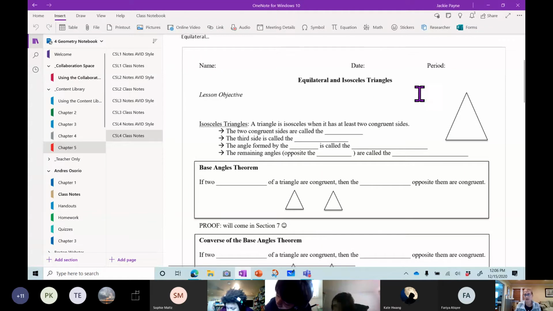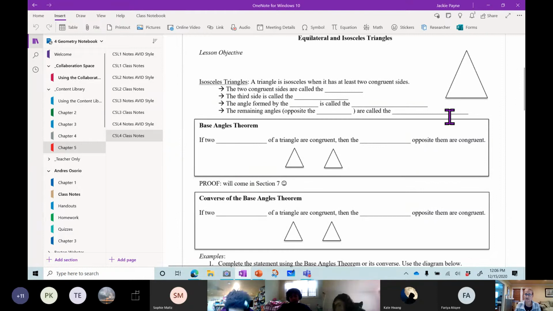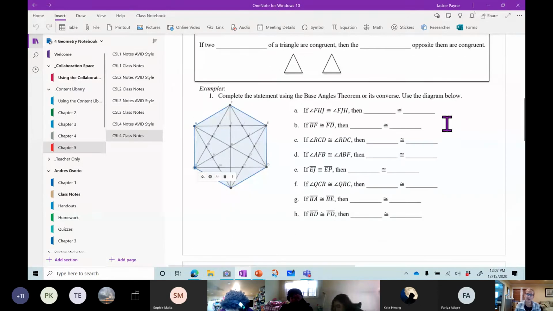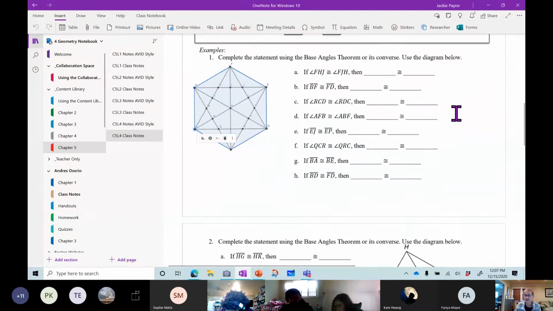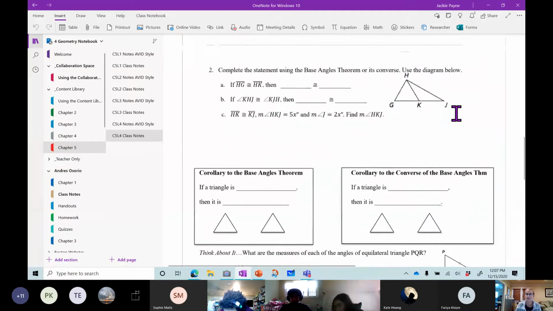If you have an isosceles triangle, at least two sides are congruent. If two sides are congruent, then the angles opposite them are also congruent. So this is congruent to this, if this is congruent to that, and vice versa. You have the converse. If two base angles are congruent, then the sides opposite them are also congruent. And that's a very handy theorem that we're going to use to solve problems like these. We solved that in our notes. And then we made congruent statements like that.